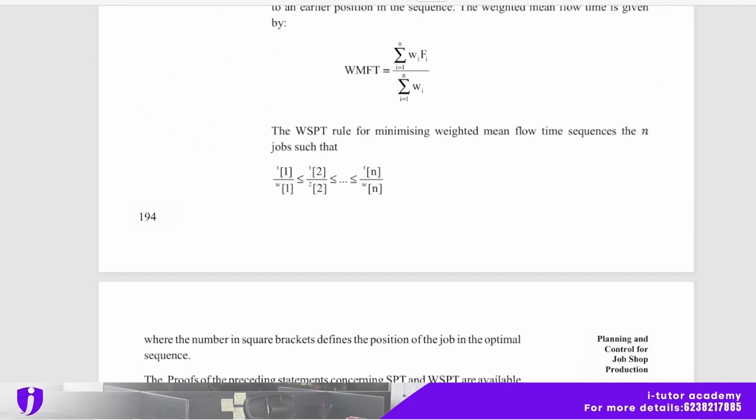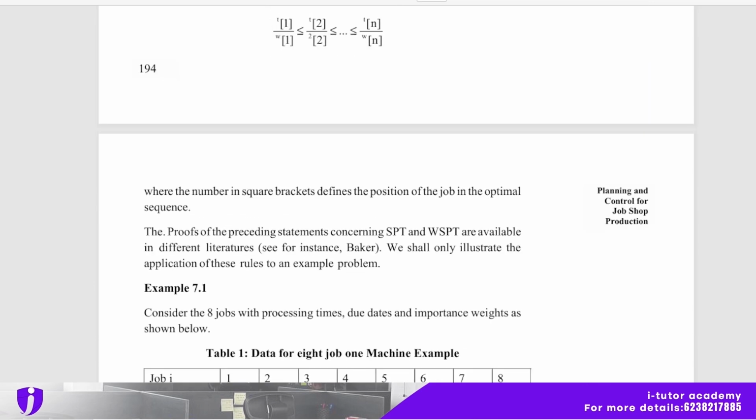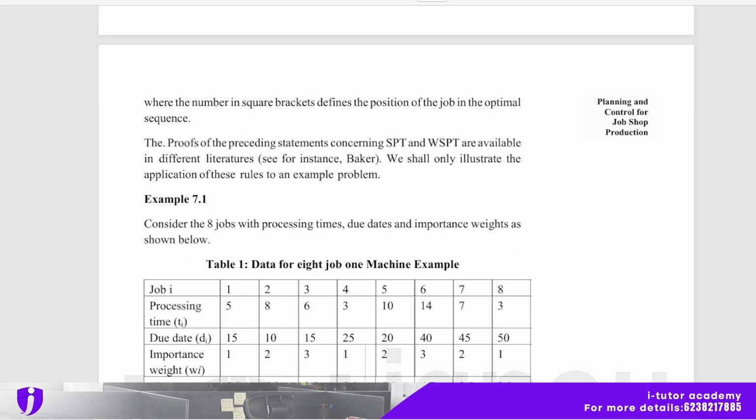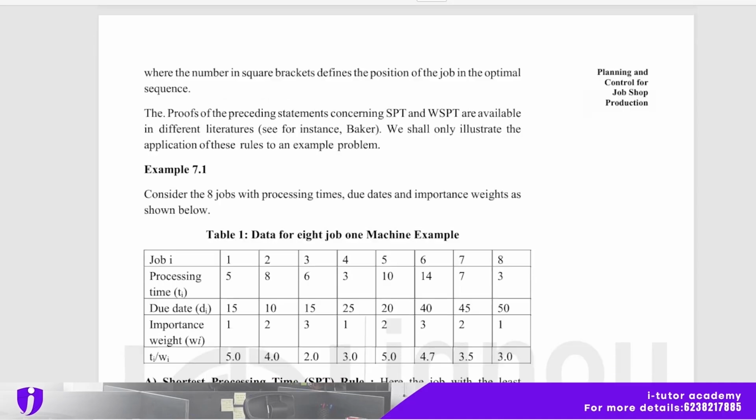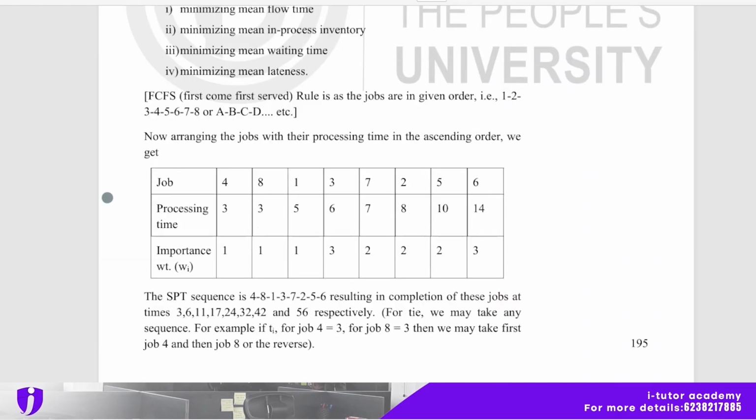The WSPT rule for minimizing weighted mean flow time sequences the n jobs such that, here is an equation, where the number in square brackets defines the position of the job in the optimal sequence. The proofs of the preceding statements concerning SPT and WSPT are available in different literature, and we shall only illustrate the application of these rules to an example problem. So here is example 7.1. Please refer to your study material MMPC-009 Unit 7.